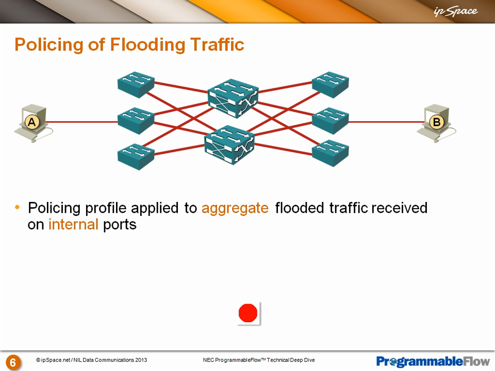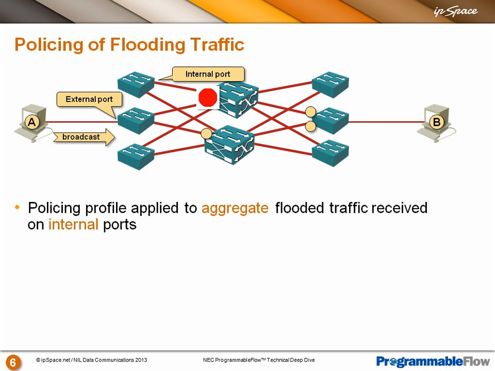And the first thing, and yet again, this is an extension of OpenFlow, OpenFlow has nothing like this, is policing of flooding traffic. We are monitoring the internal ports this time. And if we're getting too much flooded traffic from the internal ports, we start to drop it. Remember, this is the external port, this is the internal port, so we would be monitoring internal ports only. And if A is sending broadcasts toward B, then this might be the potential monitoring points. And if different broadcasts are arriving to this switch, then they would be added together, so we are monitoring the aggregate of all flooded traffic.